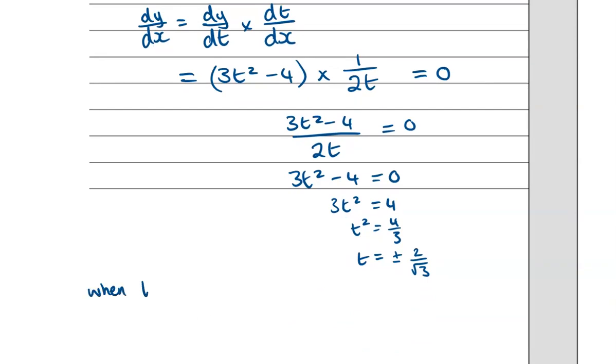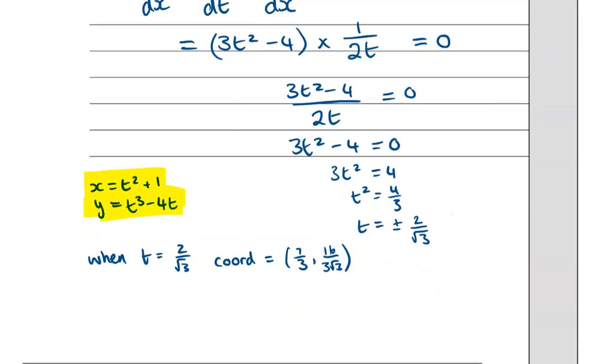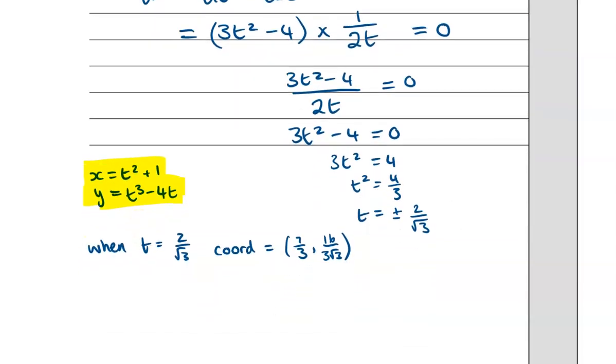when t is 2 over root 3, we get the coordinates by putting them back into these original equations that I've just rewritten down here so we can keep them on the same screen. So if we put 2 over root 3 into the x equation, we will get 7 over 3, and into the y equation gives us 16 over 3 root 3. Or if you found something equivalent, that's fine, but don't do it in decimals.